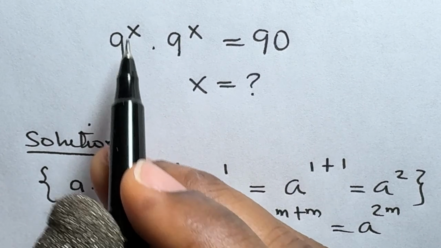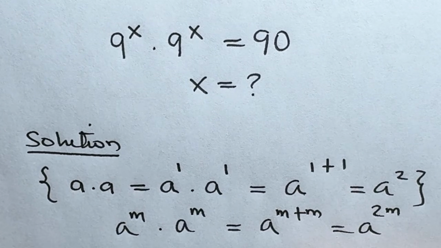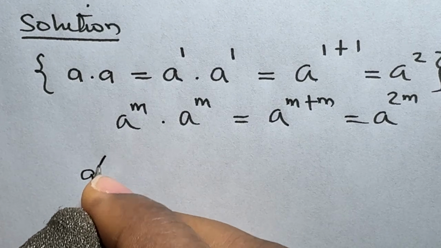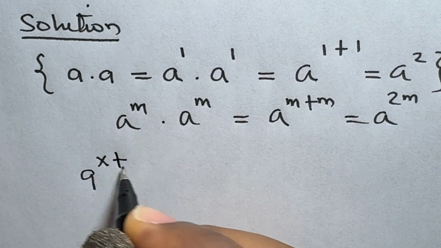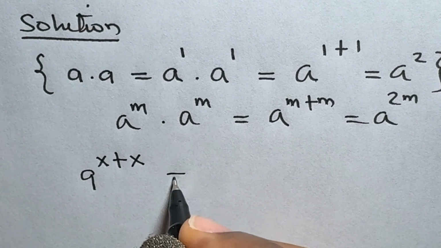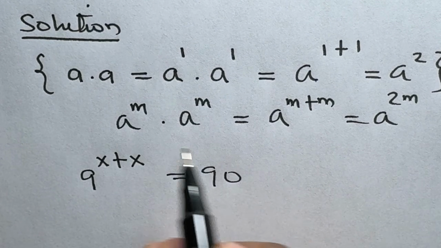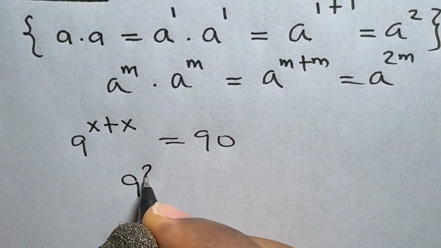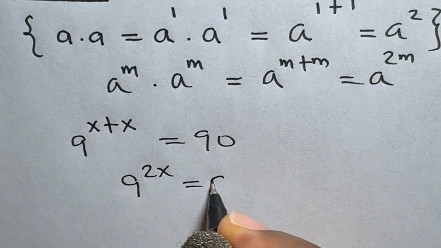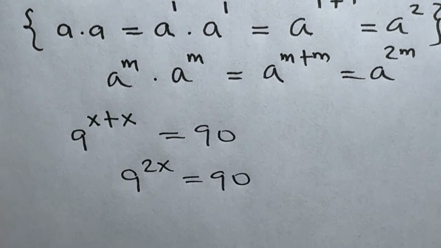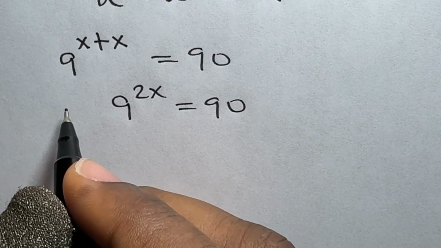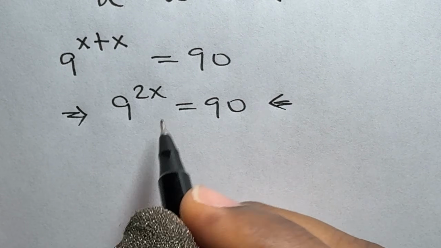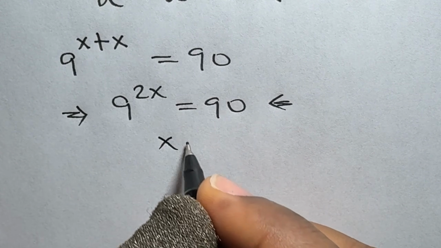So this is 9 raised to power x times 9 raised to power x. This is going to give us 9 raised to power x plus x is equal to 90. So we just have 9 raised to power 2x is equal to 90. So this is our new equation. And from here, we want to solve for x.